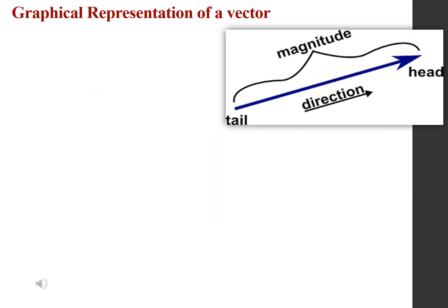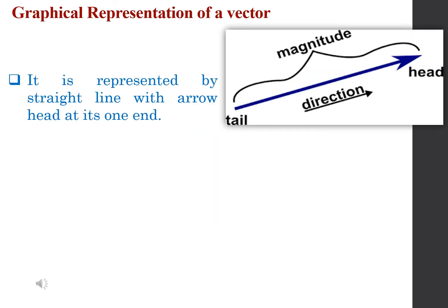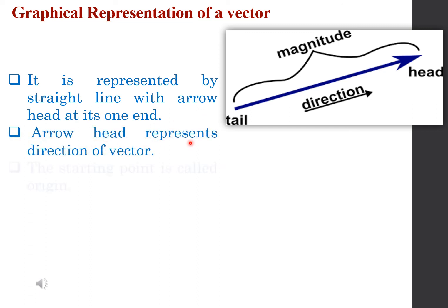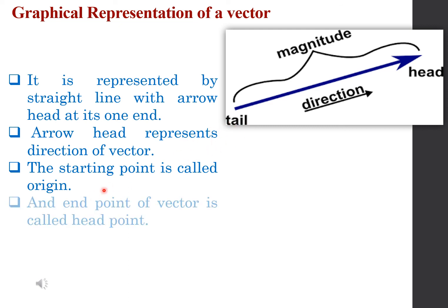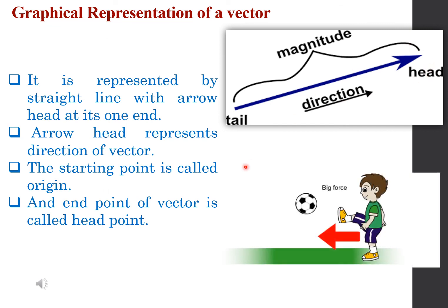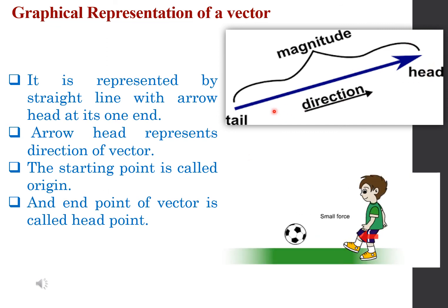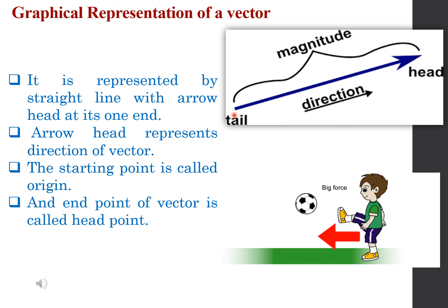Graphical representation of a vector. A vector is represented by a straight line with an arrowhead at one end. The arrowhead represents the direction of the vector. The starting point is called the origin and the end point of the vector is called the head point. The length of the straight line shows the magnitude of the vector quantity. With increasing length of the straight line, the magnitude of the vector quantity increases.